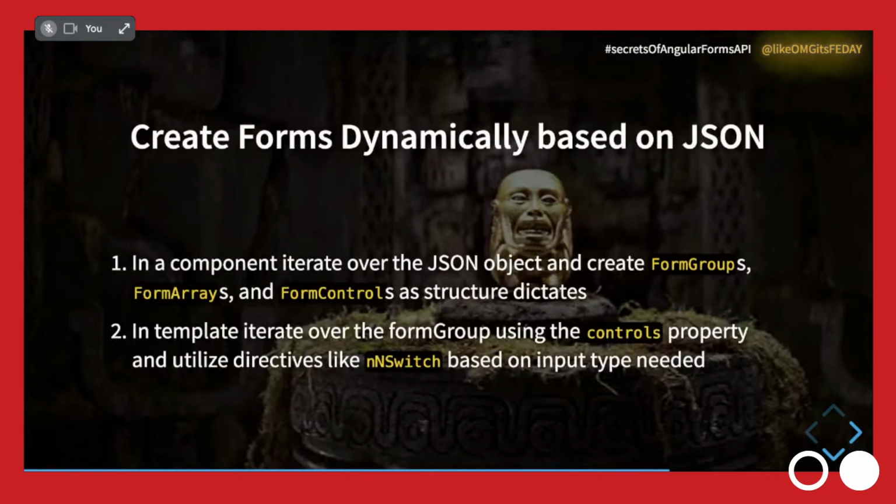All right, for creating forms dynamically based on JSON, we can do anything we want based on this JSON because we know we have our form control that's just our basic element. We've got a form group, which is going to be an object, and we have a form array, which is going to be an array. So we can use those three different pieces to build out our JSON structure as necessary. Then we can, in our template, iterate over our different form groups or form arrays using the controls property or use directives like ng switch based on whatever input type we need.